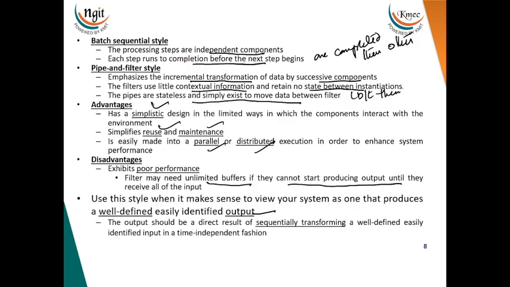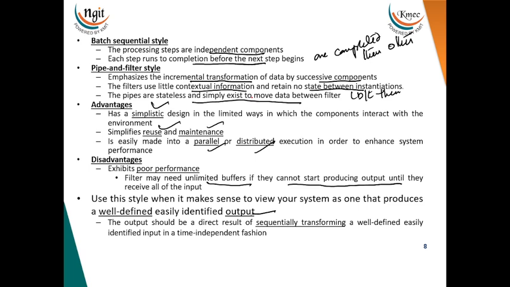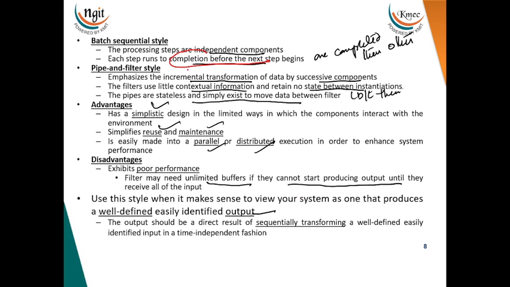In batch sequential, the process is independent, each batch is independent, and each is executed after the previous one finishes. One finishes, then the next executes, correct? And here, pipe and filter works in parallel. Do remember this one: in batch sequential, each component runs before the next one. Once this is finished, it goes to this, and once that is finished, it goes to this one. Pipeline is incremental transformation. Filters handle very complex data and retain no state between stages, and pipes simply exist to move data.